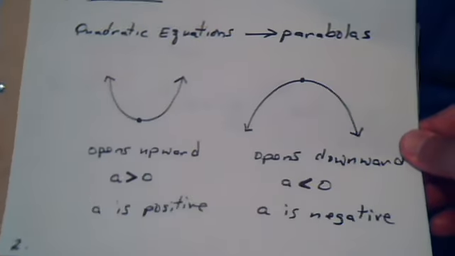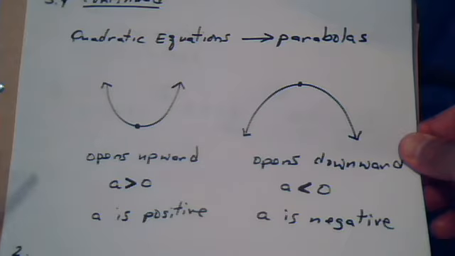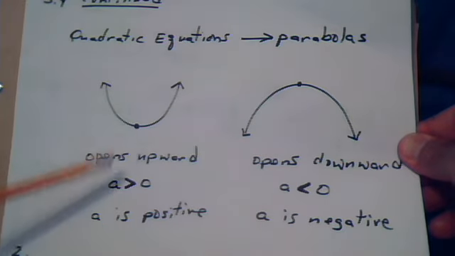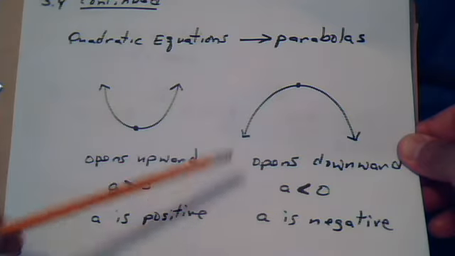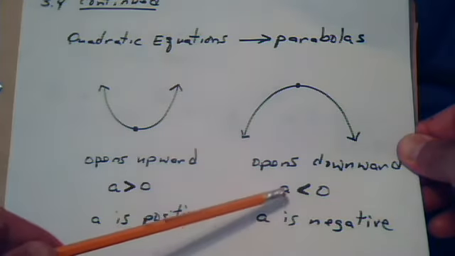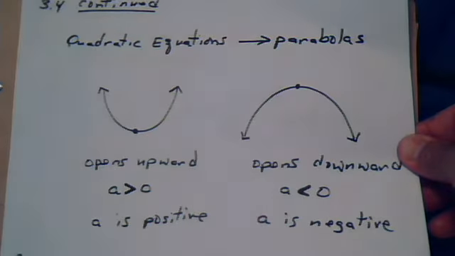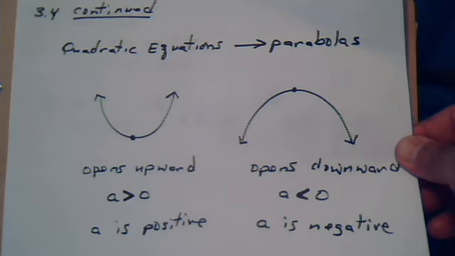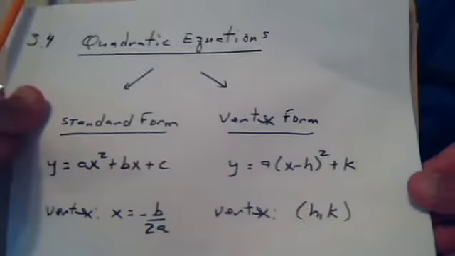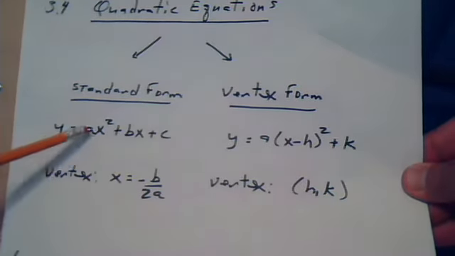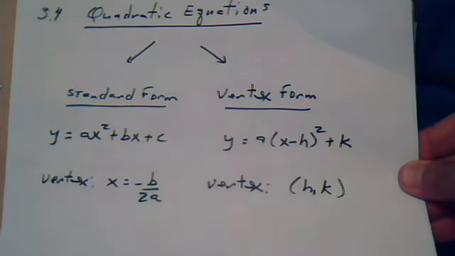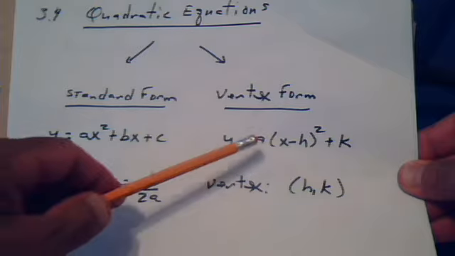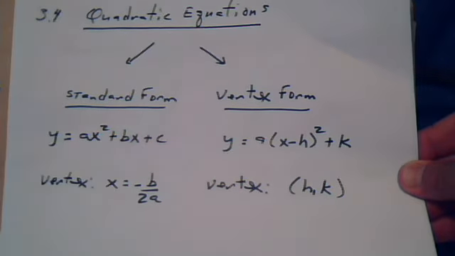We know right from the beginning, when they give us the equation, that the parabola is going to open up if the a is greater than 0. In other words, if a is positive. The parabola is going to open down if the a is less than 0, which means the a is negative. So now we know that this a tells us whether the parabola is opening up or down. If the a is positive, the parabola will open up. If the a is negative, the parabola will open down.